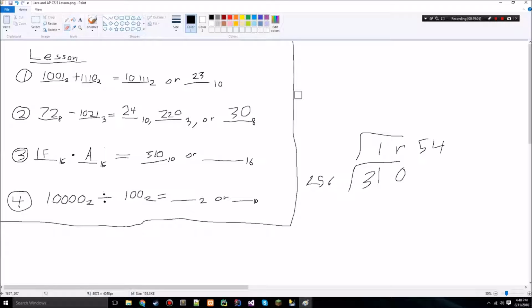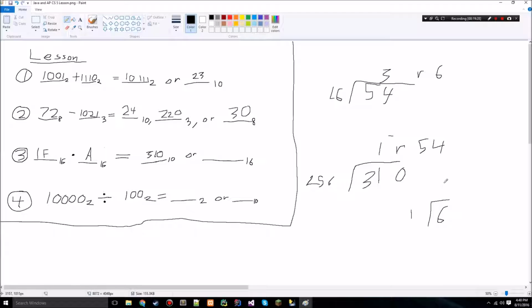Oh, not mountain, so now we divide 54 by 16. 54 divided by 16 gives us 3. 16 times 3 gives us 48. Remainder 6. So now we divide 6 by 1.